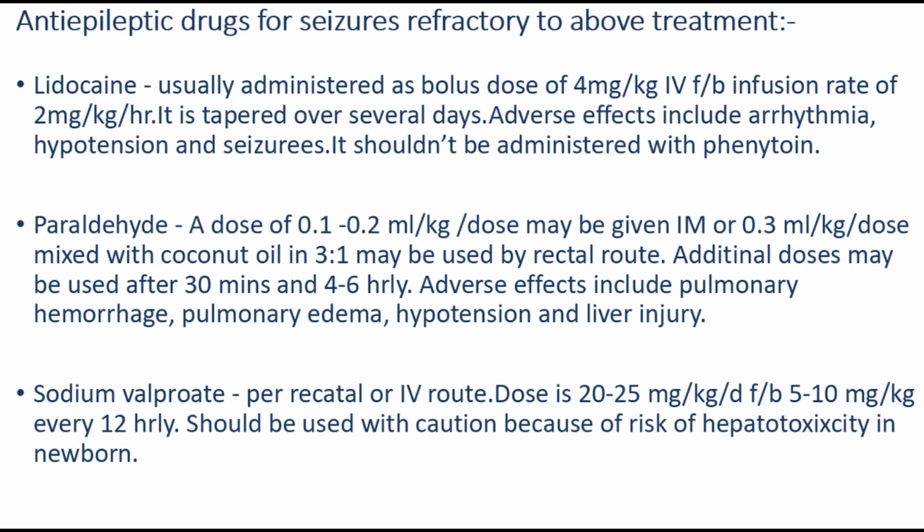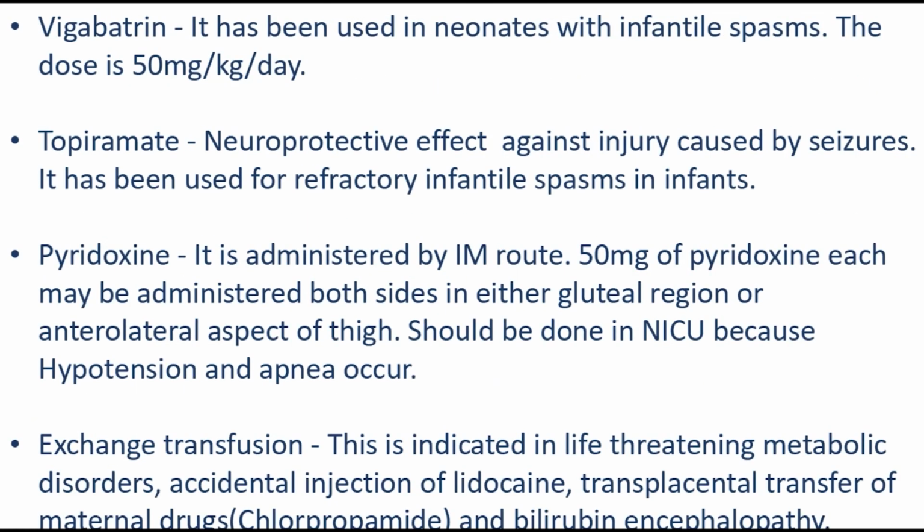Third one is sodium valproate. It is given per rectal or IV routes. Dose is 20 to 25 mg per kg per day, followed by 5 to 10 mg per kg every 12 hourly, and should be used with caution because of risk of hepatotoxicity in the newborn. Vigabatrin has been used in neonates with infantile spasm, and the dose is 50 mg per kg per day. Topiramate may have neuroprotective effect against injury caused by seizures, and it has been used for refractory infantile spasm in infants.